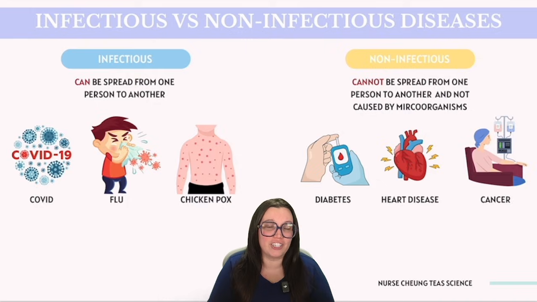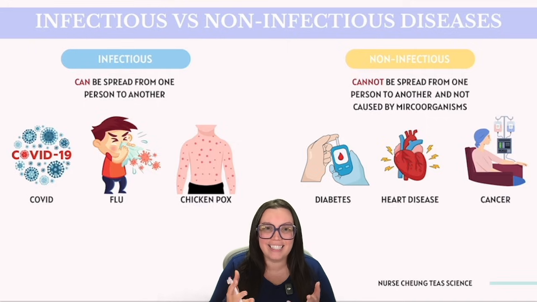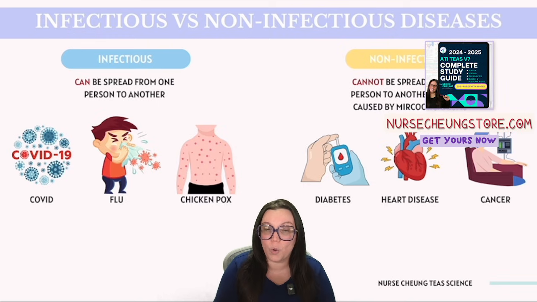Infectious and non-infectious diseases represent two broad categories of illnesses, each with distinct causes and mechanisms. Infectious diseases are caused by pathogenic microorganisms, such as bacteria, viruses, parasites, or fungi. And these diseases can spread directly or indirectly from one person to another.